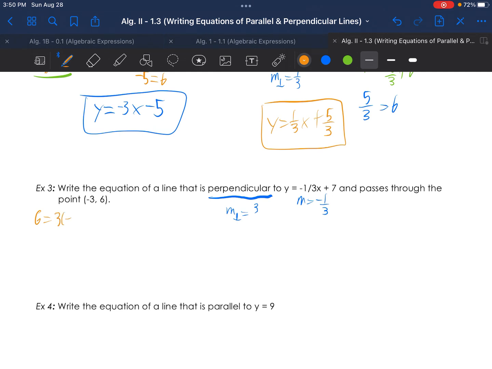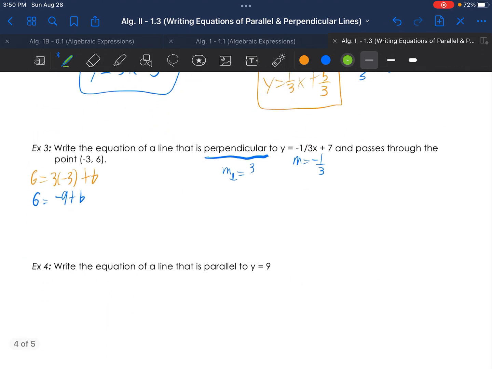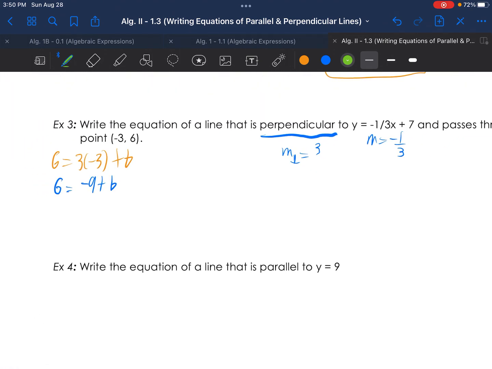6 equals 3 times negative 3 as the x value plus b. 6, which I want to make sure I'm not confusing for the b, is equal to negative 9 plus b. Add the 9 to both sides, and I get 15 equals b. Now that I have the b and the m, making sure I don't accidentally use the original m, the perpendicular m is what I want, I do y equals 3x plus 15.